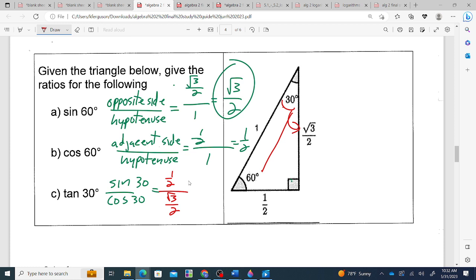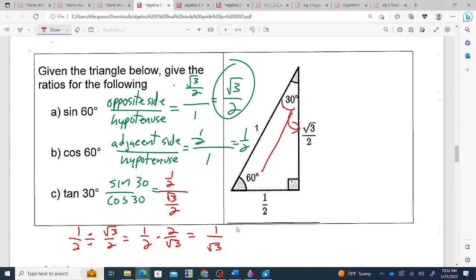It's a keep, change, flip. I got a fraction divided by a fraction. So that's 1/2 divided by square root of 3 over 2. So keep, change, flip: 1/2 times 2 over the square root of 3. The 2's cancel off, and I got 1 over the square root of 3.